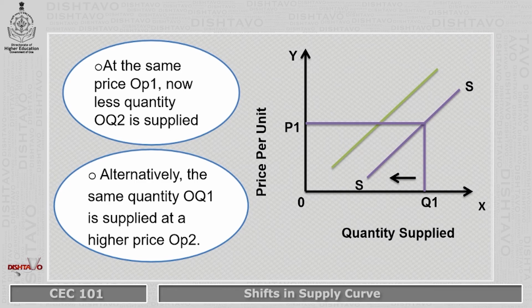Suppose there is a decrease in the number of sellers in the market, it will lead to a leftward shift in the supply curve. We get a new supply curve, that is S2S2. Students, if you see the diagram, we can observe that at the same price OP1, now less quantity is supplied, that is OQ2. Alternatively, the same quantity OQ1 is supplied at a higher price, that is OP2.